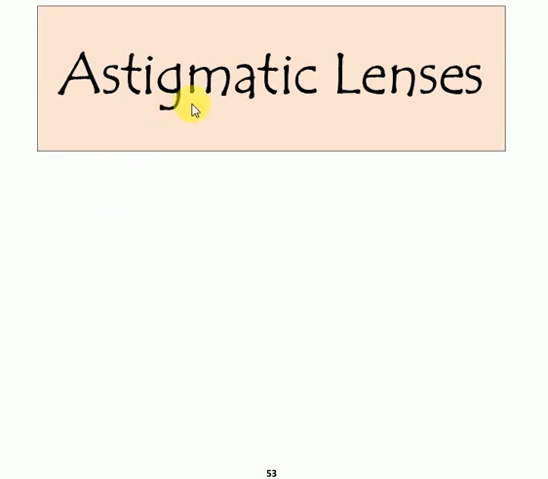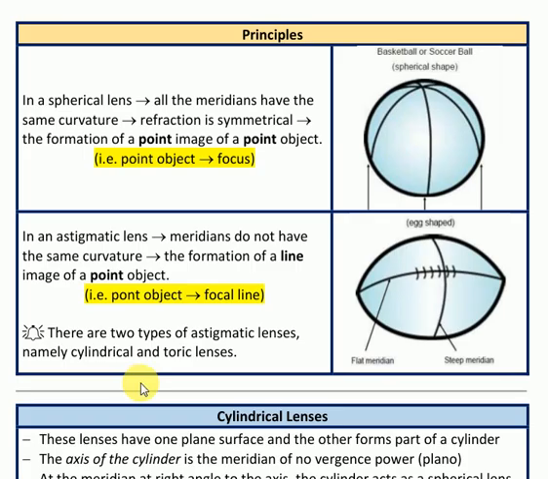Next chapter is astigmatic lenses. So we have done with spherical lens. In a spherical lens, all the meridians have the same curvature, so refraction is symmetrical, and there is formation of a point image of a point object. Point object means focus, and point image is a focus point.